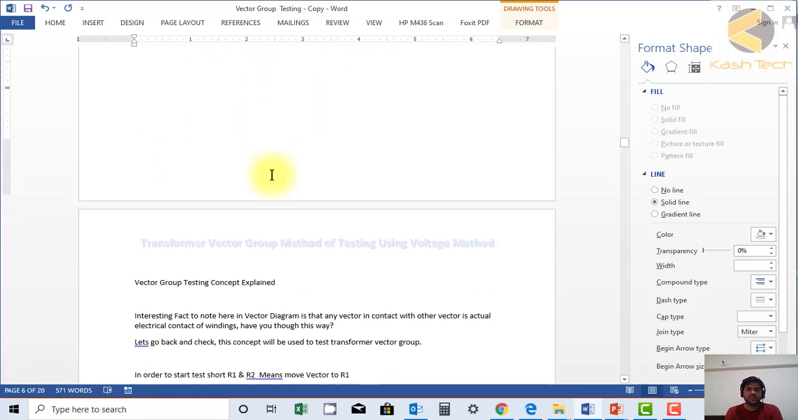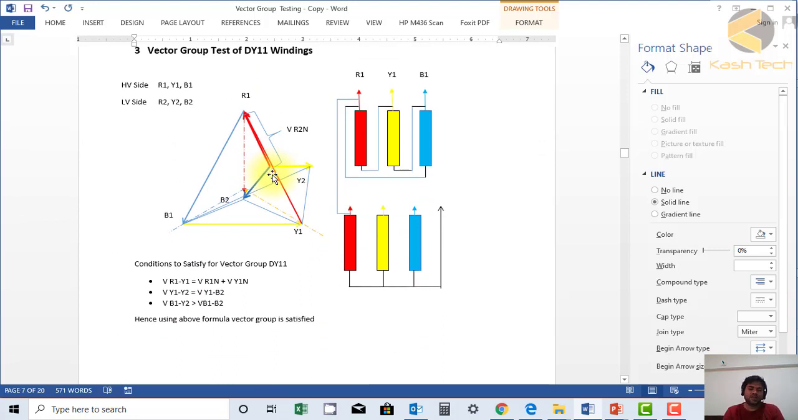So what does it mean? Now if the transformer you are testing is DY11, it means that if you measure the voltage between VR1 Y1, this is VR1 and VY1, this is the potential difference between red and yellow, these two windings. So it will be equal to the potential difference between VR1 N, neutral winding, because it's half, and another half will be VY1 into N. So this vector half voltage will be equal to, if you measure the voltage between VR1 and the neutral, plus VY1 and the neutral. So you can see as per vector diagram, this is very simple to understand.